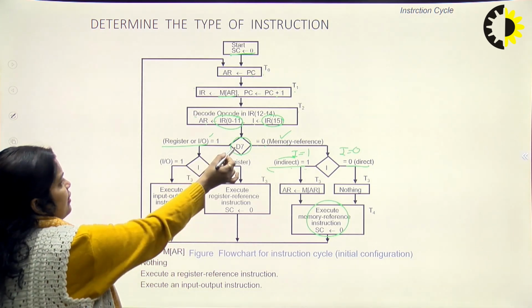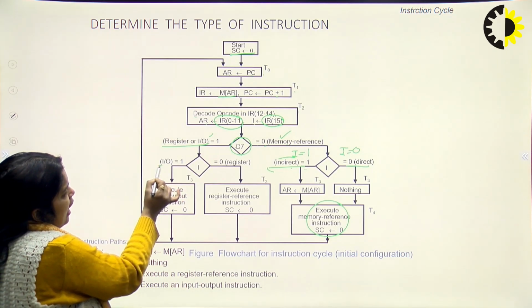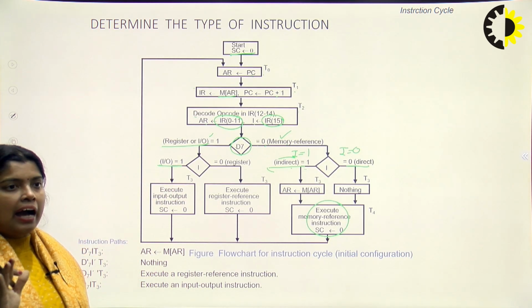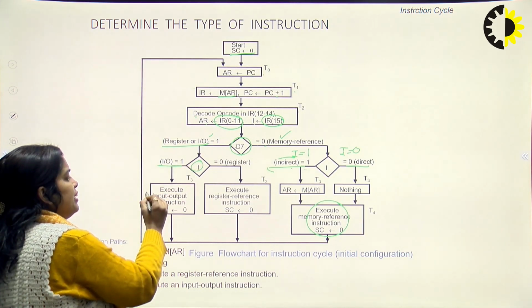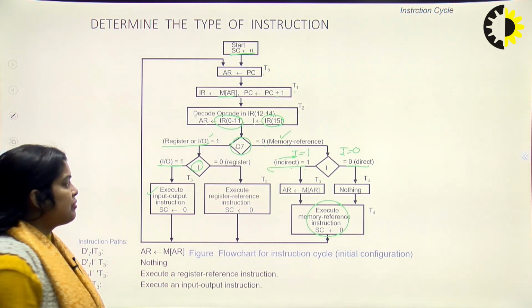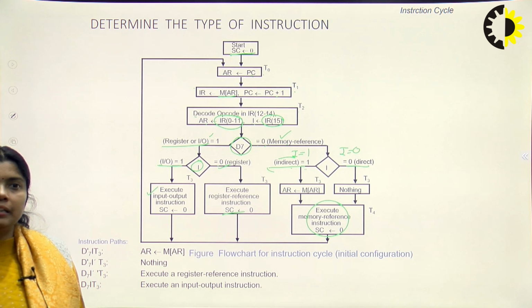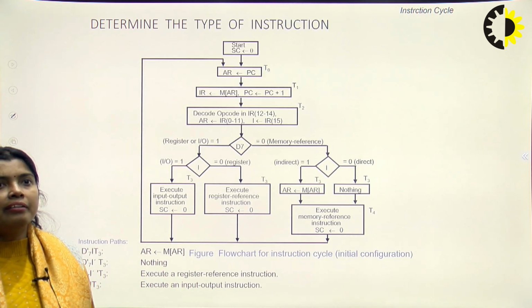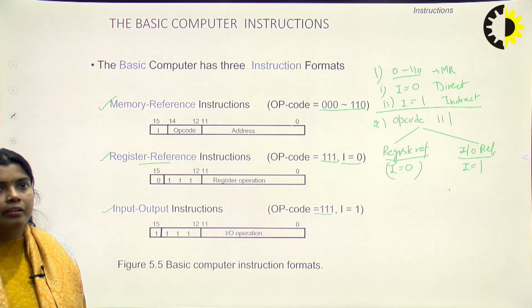Now again, D7 equal to 1. If the D7 value is 1, then for the IO you have to check the mode. What is the mode of I? If the I value is 1, definitely it is an input output instruction. If I equal to 0, then your instruction is a register reference instruction. As you can see here, that is the type of the instruction.